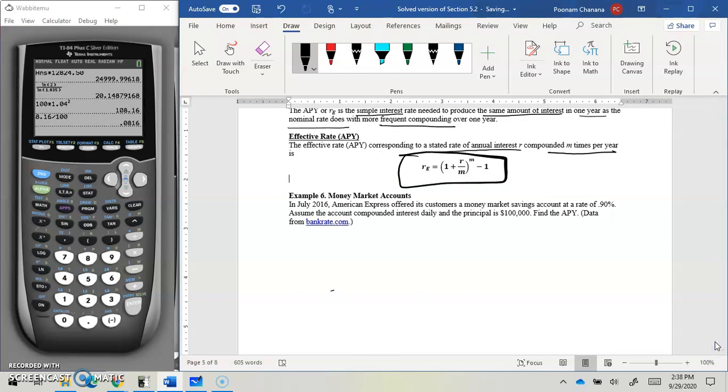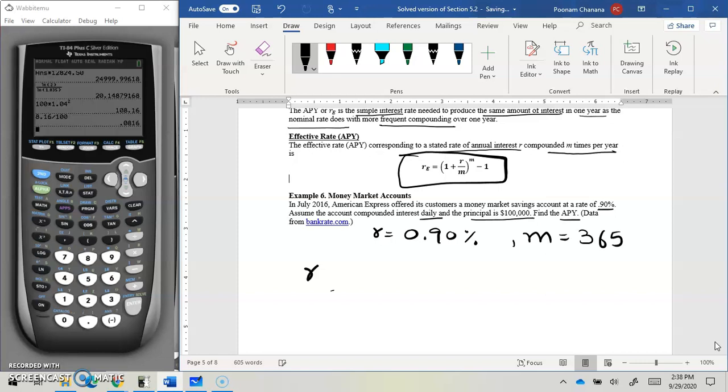In July 2016, American Express offered its customers a money market savings account at the rate of 0.90%. So R is given, 0.90%. Assume that the account compounds interest daily. So that means compounding periods are 365. And the principal is 100,000. Find the APY. Basically APY and RE, the effective rate, are one and the same.